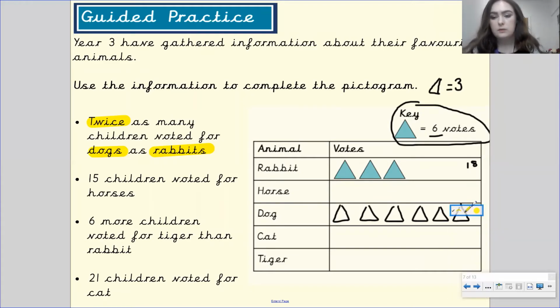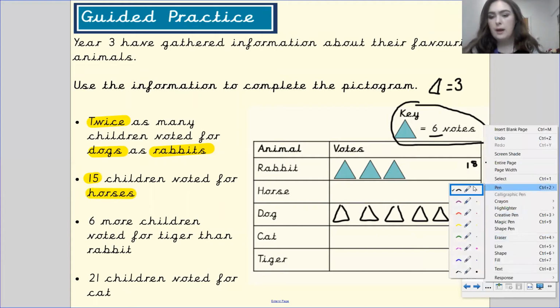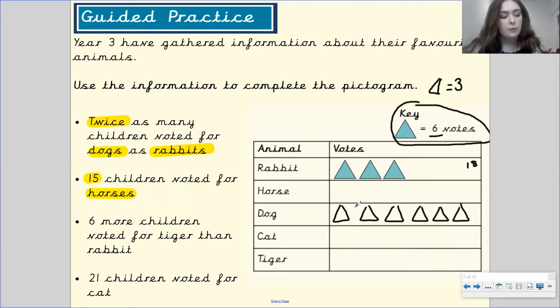Now let's have a look at the next one. So the next one says 15 children voted for horses. So how many triangles do you think we're going to be drawing? Pause the video to have a think. Okay, so the easiest thing to do is draw triangles, knowing that they're worth 6 until we get to 15. So in the horses column, we've got 6, add another 6 makes 12. But if we add another 6, we'd get to 18, and we want 15. So what are we going to do? Pause the video and have a think. Well done, we're going to draw half a triangle because that represents 3. So we've got 6, 12, add 3 gives us 15.